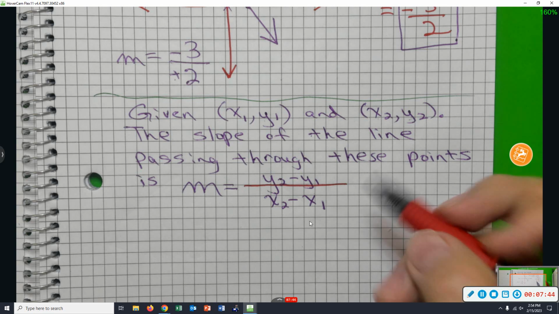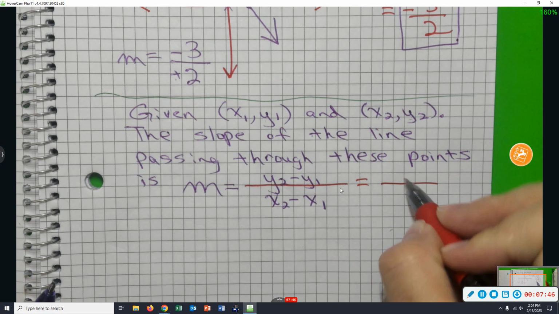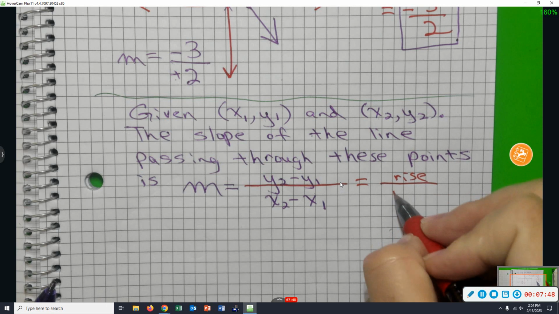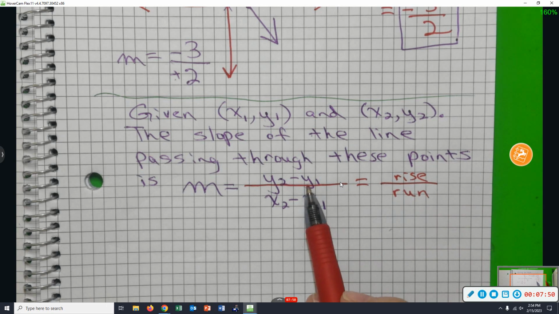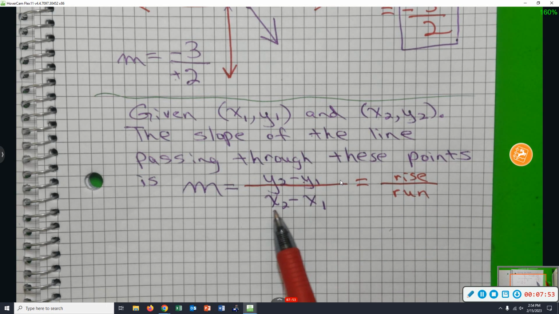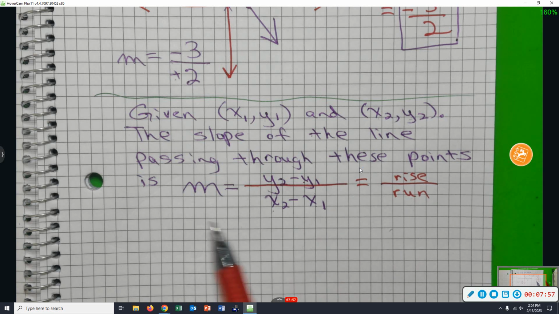I'll go ahead and say that equals rise over run. y2 minus y1 gives you the rise of the line. x2 minus x1 gives you the run. Putting those two together, we have what's known as the slope formula.